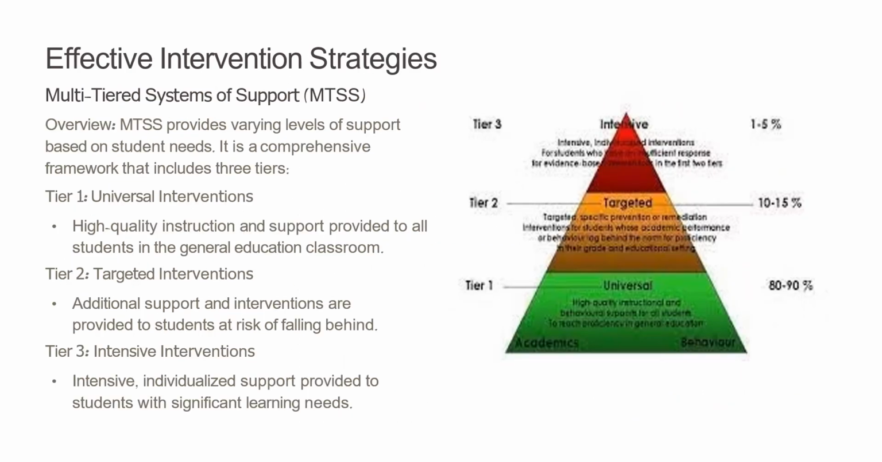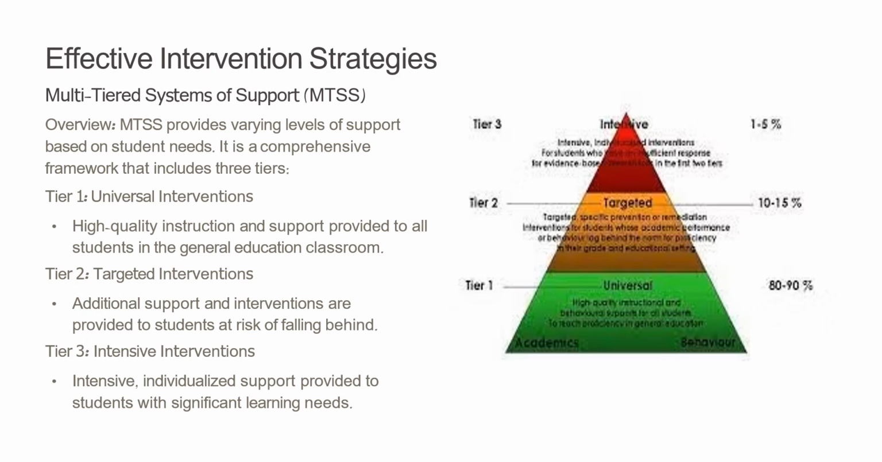Multi-tiered systems of support, or MTSS, is a comprehensive framework designed to provide varying levels of support based on student needs. It encompasses three distinct tiers, or four if you're in a state like Georgia, to ensure every student receives the appropriate level of intervention.